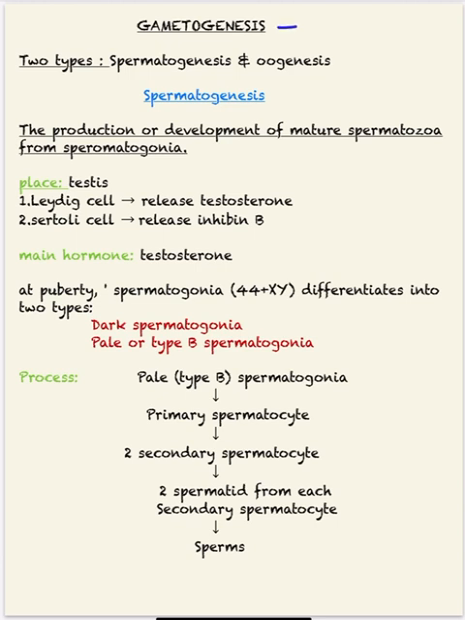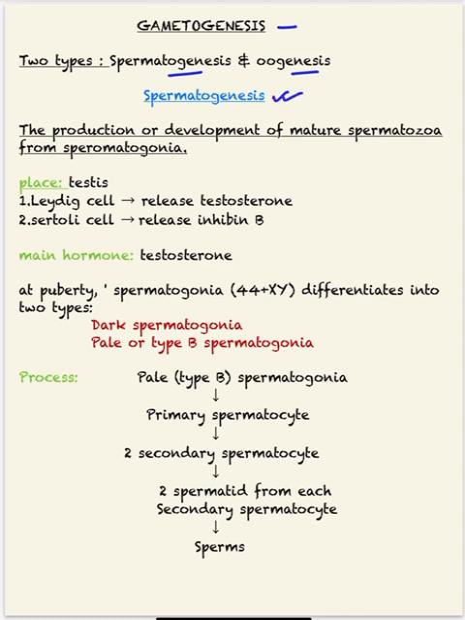Gametogenesis? What is gametogenesis? This is a process in which cells undergo meiosis to form gametes. As we are discussing today with human gametogenesis, there are two types. One is spermatogenesis and another is oogenesis. So now we will learn about spermatogenesis in detail.